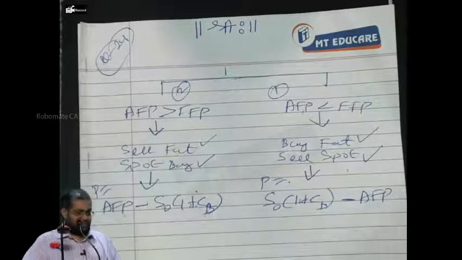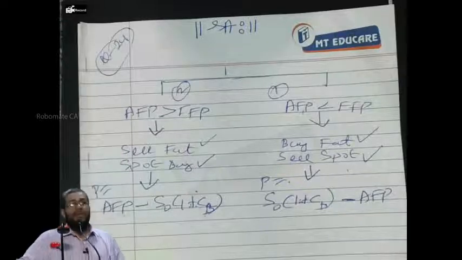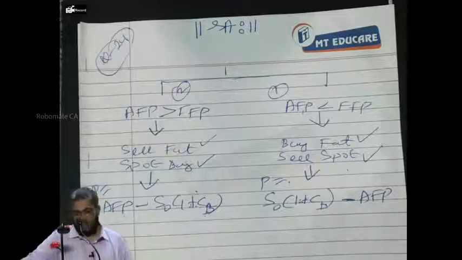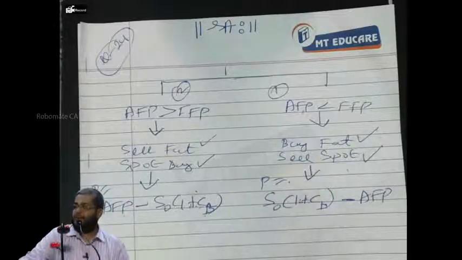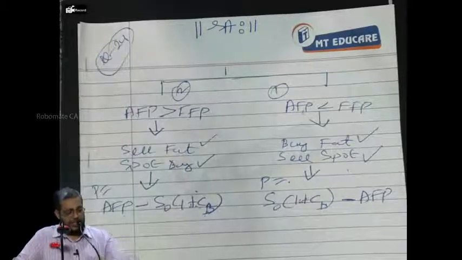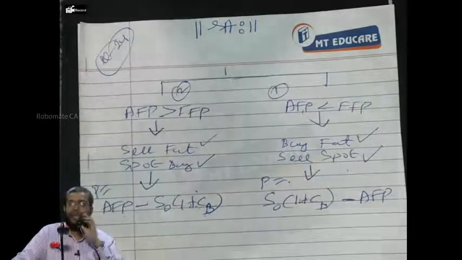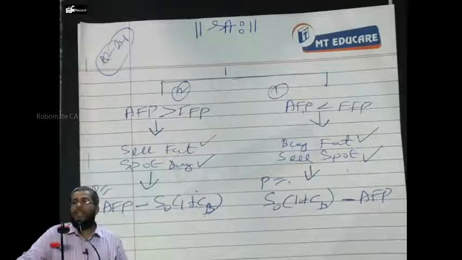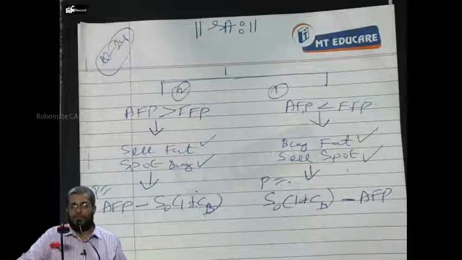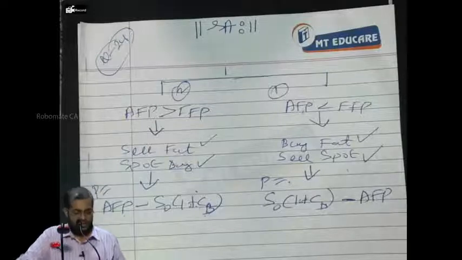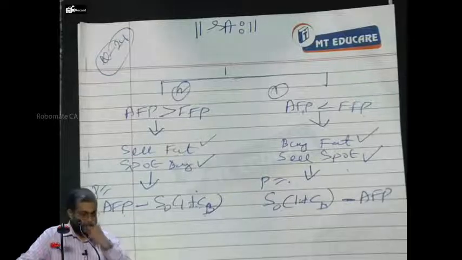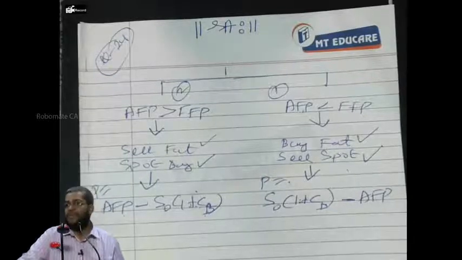Like A, different deposit and borrowing rates. B, fill in the blanks. What is point B? Transaction cost, like brokerage.